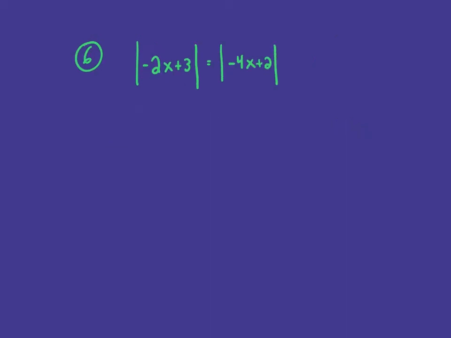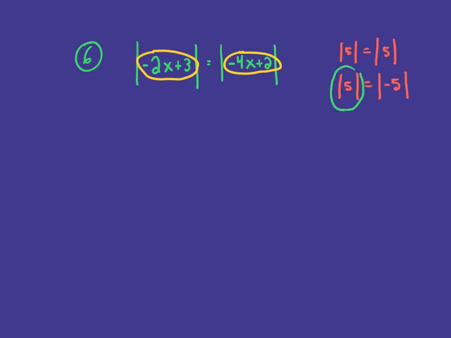Number 6, the absolute value of -2x plus 3 equals the absolute value of -4x plus 2. In this case, if you've got two absolute values that are equal, you can imagine the absolute value of 5 and then the absolute value of 5, that would be true, of course. Another thing that's also true is the absolute value of 5 is equal to the absolute value of -5, because this is in reality 5 and this is also in reality 5. So we can say that they're equal.